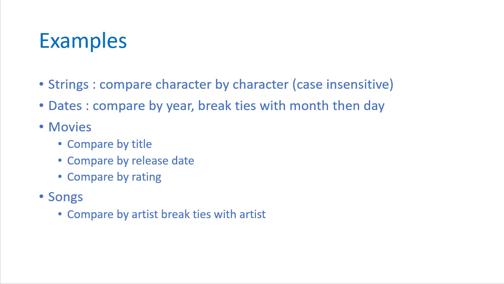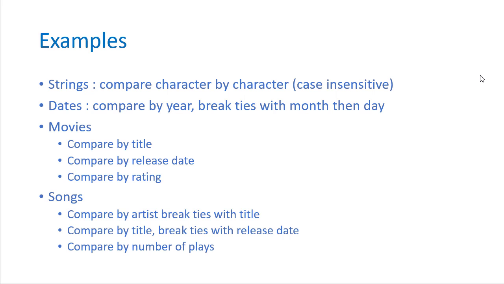Suppose we want to compare songs. We could compare songs by artist and then break the ties with the title of the song. We could compare by title and then break ties with the release date, or we could compare by the number of plays. A lot of apps will let you do that. You can sort the songs by the number of plays. Again, there's multiple options available to you, and it's up to you to decide which is best for what you're trying to accomplish with your program.